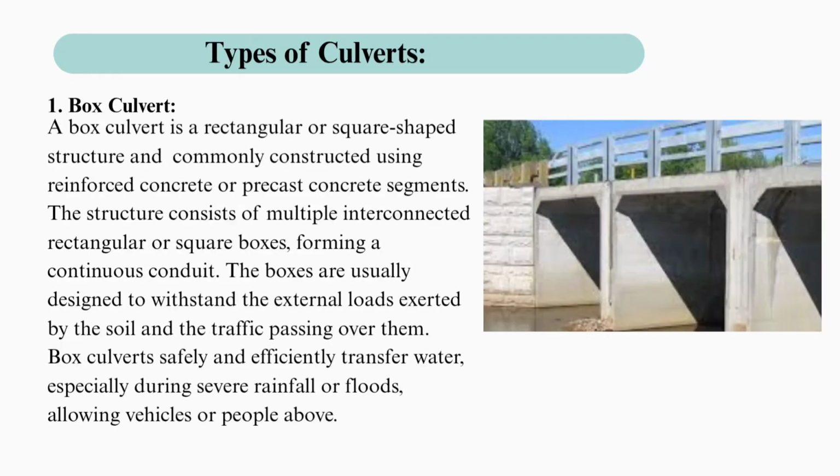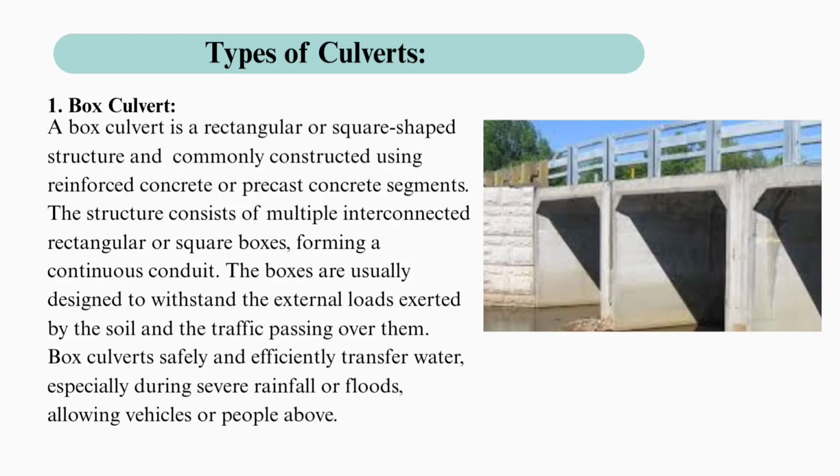Now the next point is different types of culverts. The first one is a box culvert. A box culvert is a rectangular or square shaped structure and is commonly constructed using reinforced concrete or precast concrete segments. The structure consists of multiple interconnected rectangular or square boxes forming a continuous conduit. The boxes are usually designed to withstand the external loads exerted by the soil and the traffic passing over them.